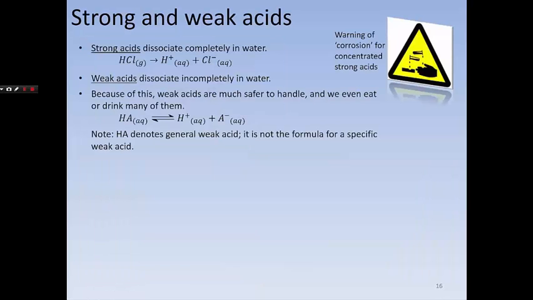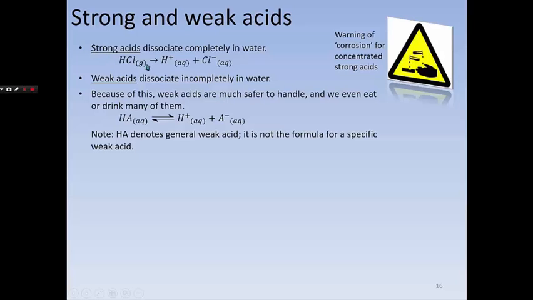Now let's discuss a bit more about acid, the chemicals which can donate hydrogen ion. For some acid, like hydrochloric acid, HCl, it can dissociate, or separate, or ionize into hydrogen ion and chloride ion completely in water. We call this type of acid strong acid.